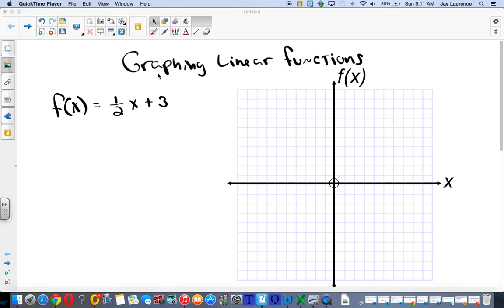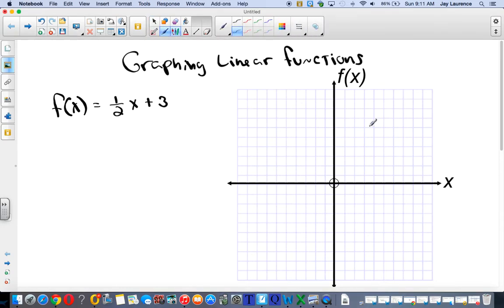Now, you notice my Cartesian coordinate system here. I've got x on the horizontal axis, always, and here I have f of x. Just to note, f of x can be replaced by y. Remember, not all relations are functions, not all equations are functions, and so sometimes we have to use y.